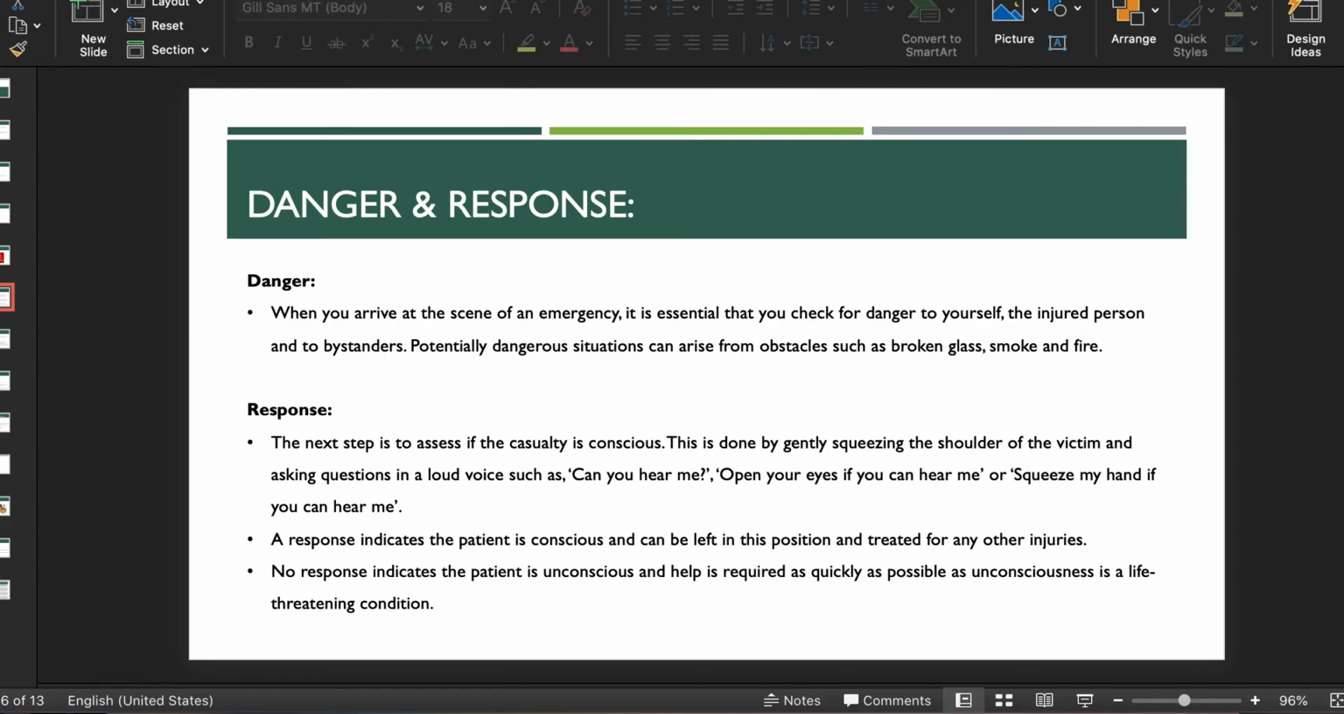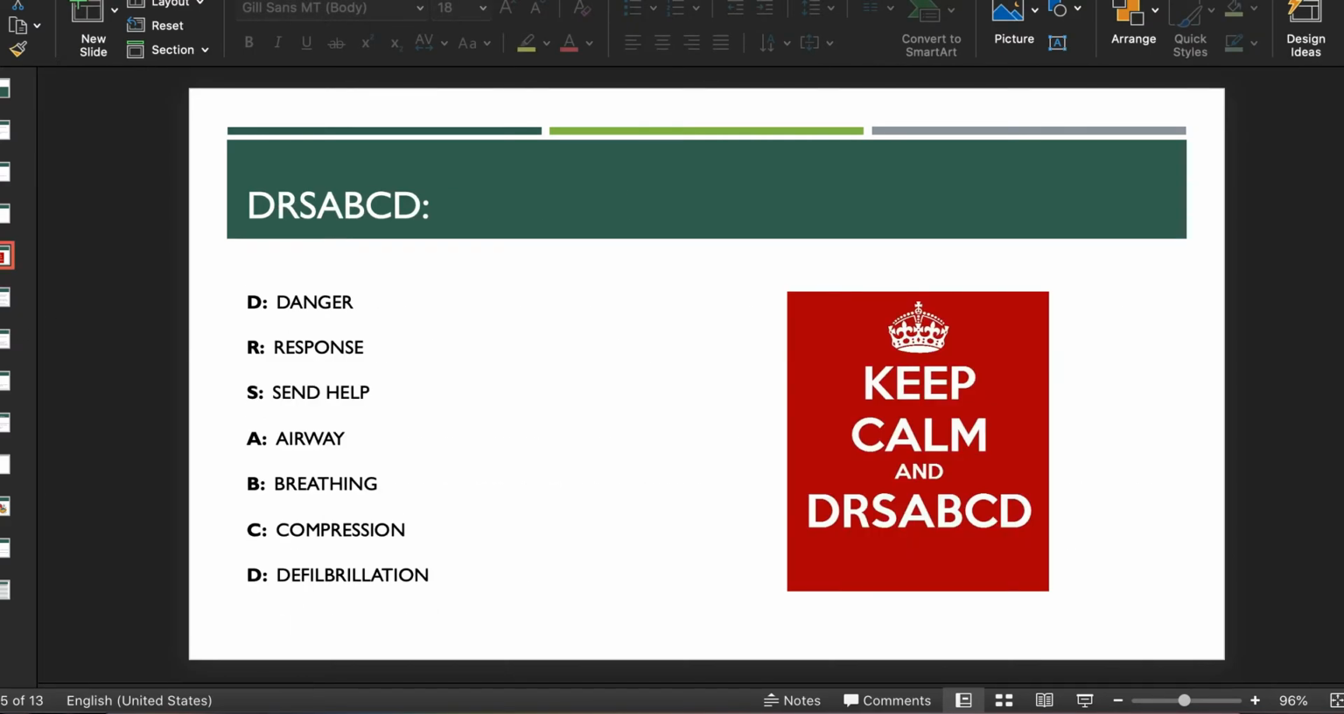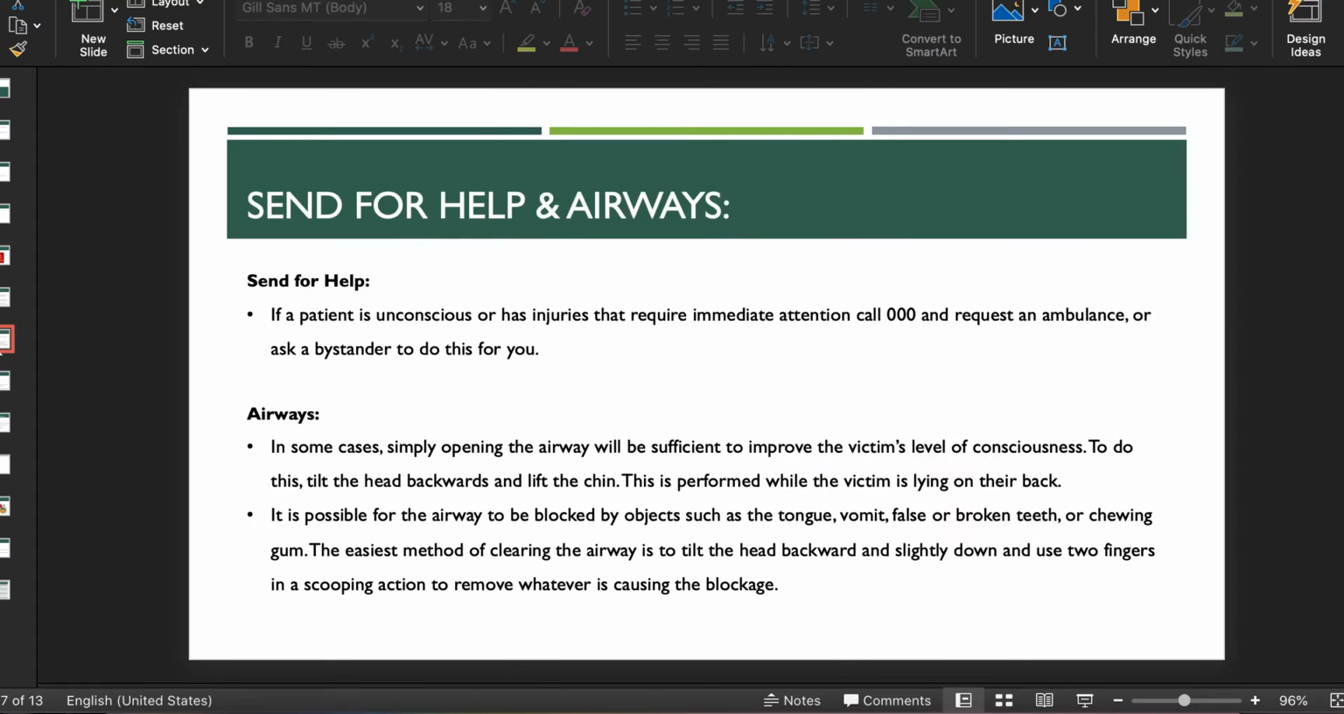Now remember, it's doctors ABCD, so now we're on to the S. The S is to send for help. This is the point where you ring 000. The reason we don't do it beforehand is because we need to know things like, is the person conscious or unconscious, and what sort of help they might need. So it is best if you could ask somebody else to ring 000 because that is going to save you a lot of time. If not, you can ring, put it on speakerphone and continue with the following steps.